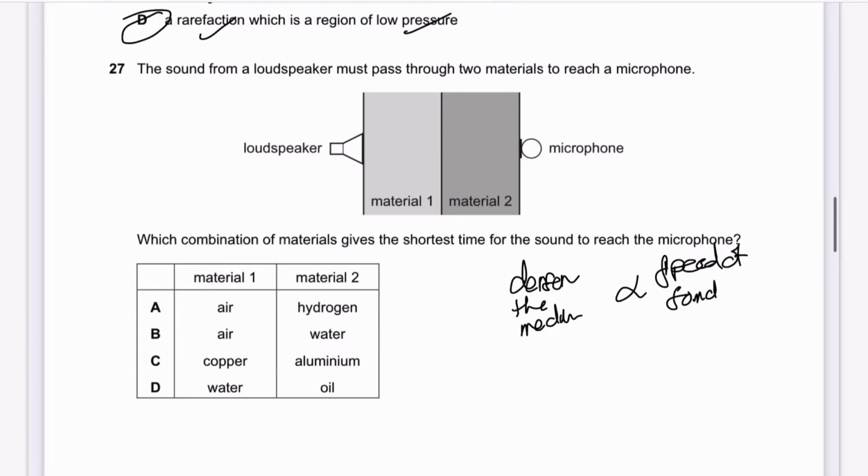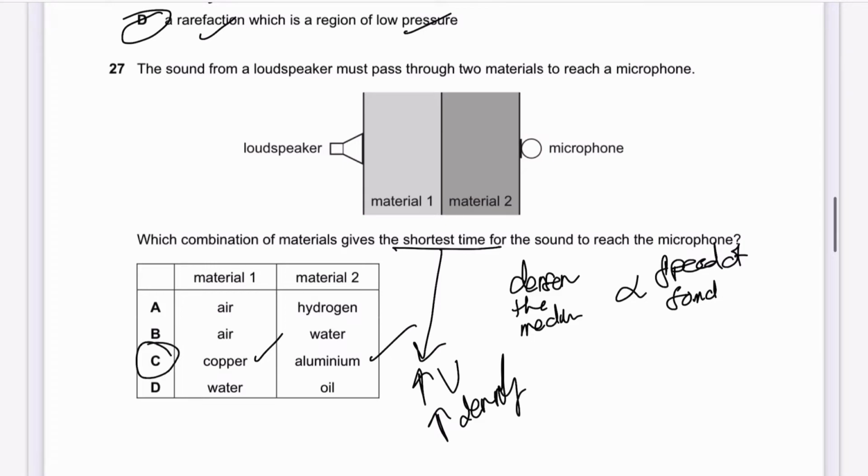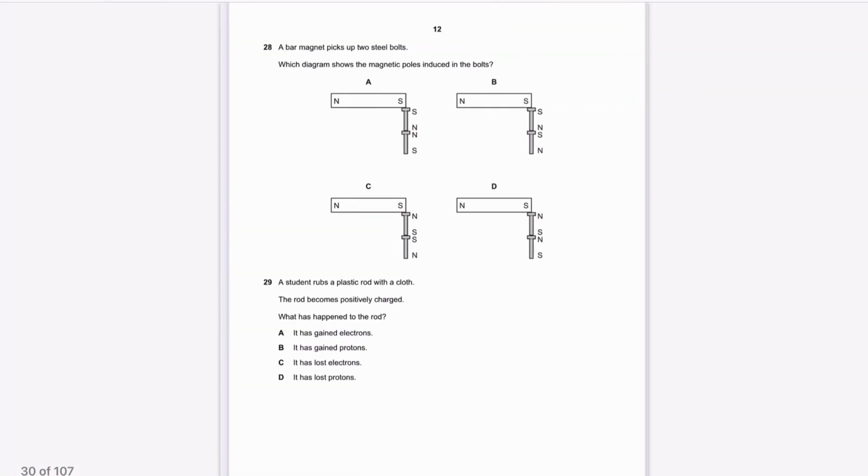So which combination of materials gives the shortest time? Shortest time means maximum speed, means maximum density. Now, as you can see, in material 1, copper is the densest, and in material 2, aluminum is the densest. So the answer for 27 is C.